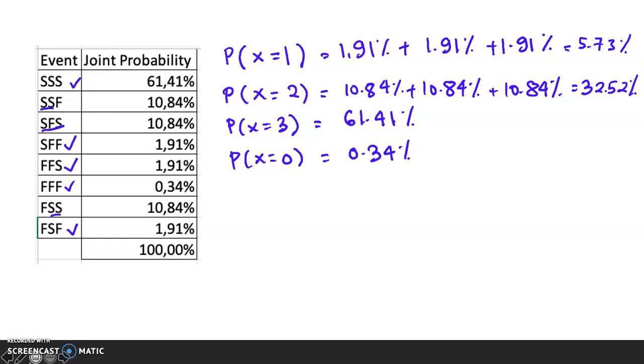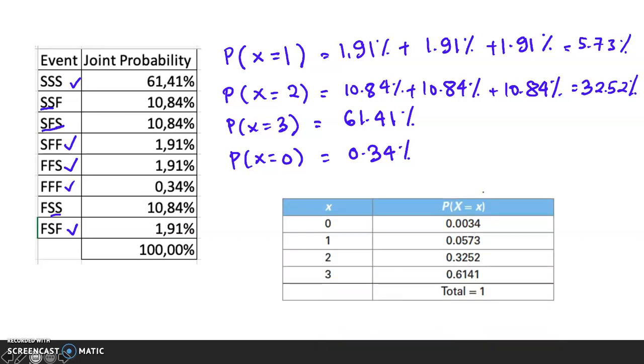Let's make your probability distribution more neat. You make it into a table like this. So you have the probability for no customer using a credit card, and only one customer using a credit card. The probability is 0.0573. Two customers 0.3252, and three customers is just 0.6141. Here I calculated still in percentage, and in this table I converted it into decimals.